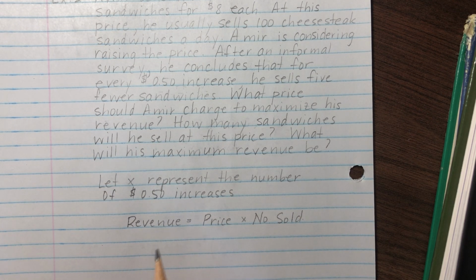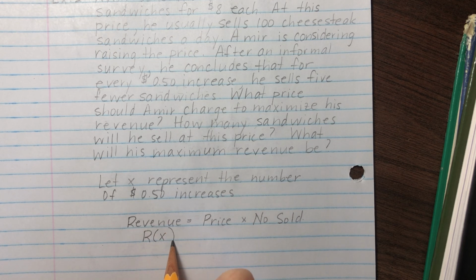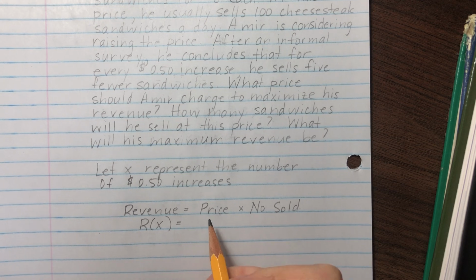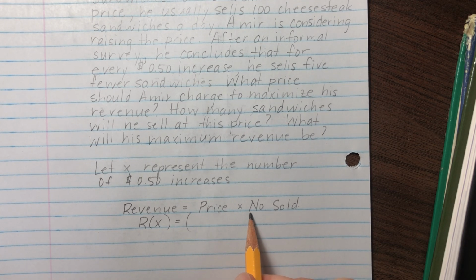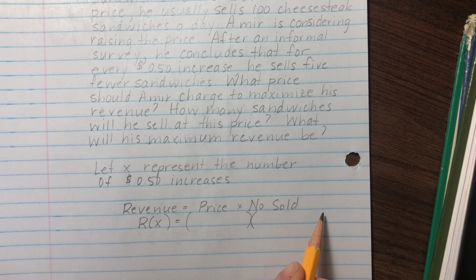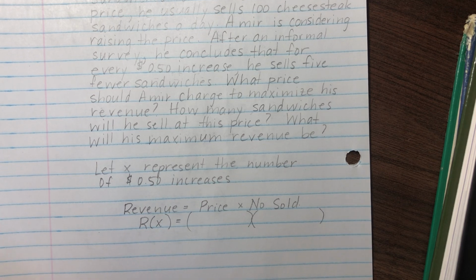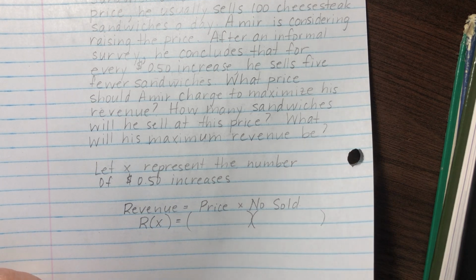So I have to come up with an expression. If I'm using function notation, I'm going to let R represent revenue, and revenue is going to be a function of the number of 50-cent increases. We need to come up with an expression for price in terms of the number of 50-cent increases, and then multiply it by an expression for the number sold in terms of 50-cent increases. So let me show you how we do that.